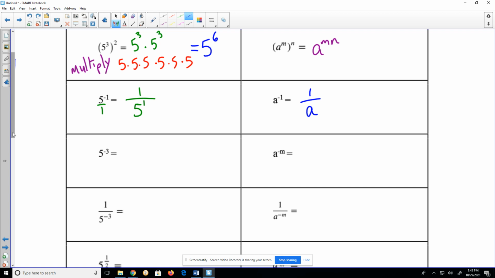5 to the negative 3, 1 over 5 to the third. So that's kind of what I was mentioning before when I showed you the 5 to the 4th over 5 squared. I could actually rewrite this.